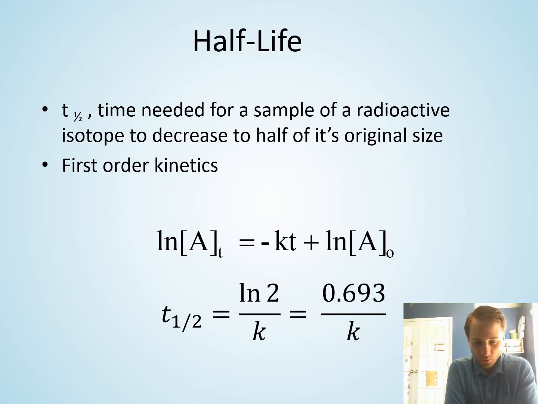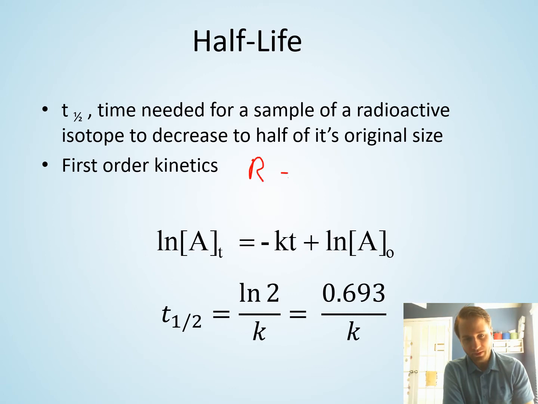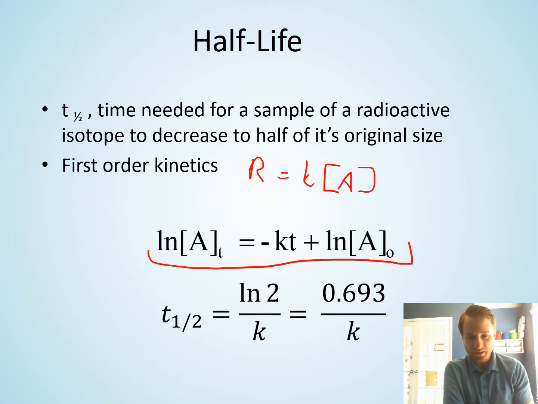Nuclear decay is a chemical reaction, and every chemical reaction has some type of rate. Conveniently for us, nuclear decay is often a first order chemical reaction. That means it has a first order rate, so the rate equals k times the concentration of A. That means it has a first order integrated rate law that we talked about in the last chapter on kinetics.